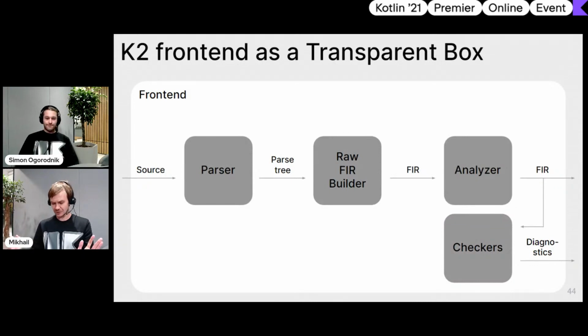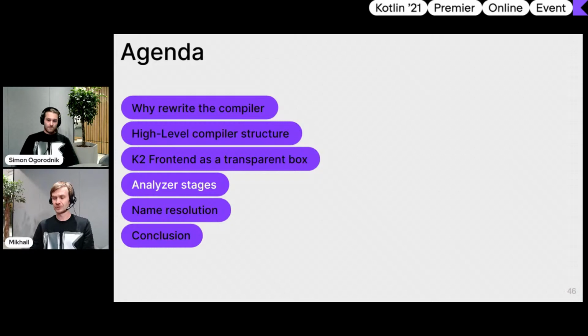Okay, now I will repeat from the beginning. First, we have source code, then the parser runs and builds a parse tree, then the front-end IR builder converts it to front-end IR, and then the analyzer adds semantic information, and then checkers generate diagnostics, if any. The analyzer is the most complex component here, so let's go one more level down and consider what it does. The analyzer consists of some stages.